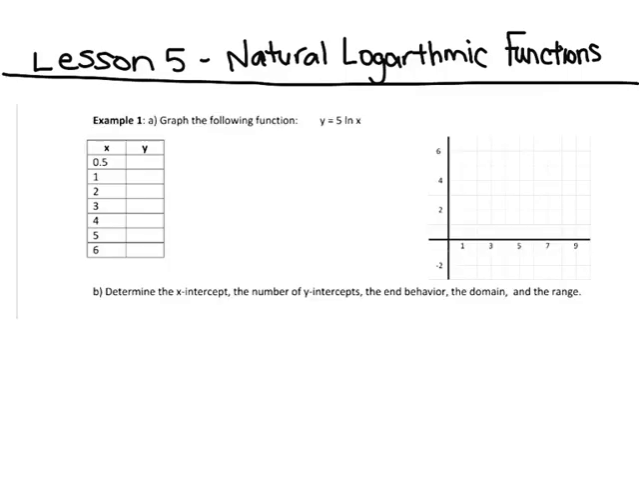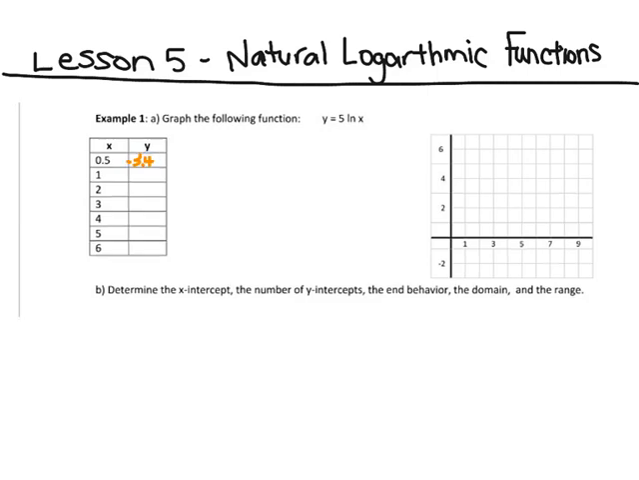So we're going to graph the following function, so we have to type it into our calculator. So we're going to type in 5 ln of 0.5, and you should get negative 3.47. Because the log of 1 will be 0, you'll still have your point at 1 and 0. So pause the video and fill in the rest of the chart.